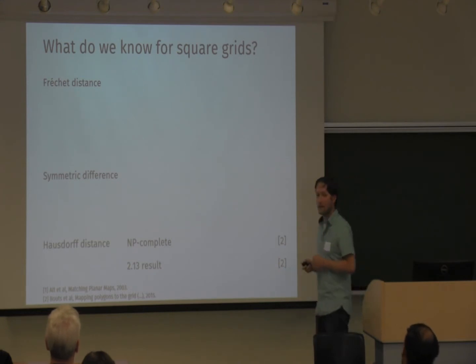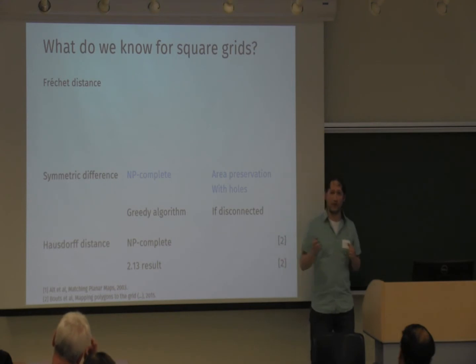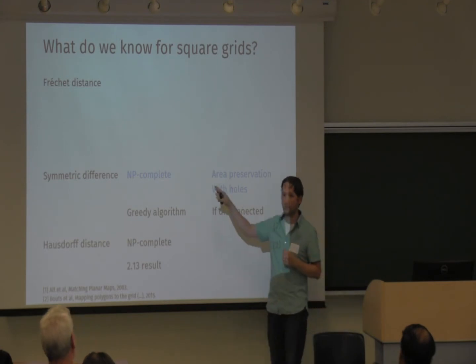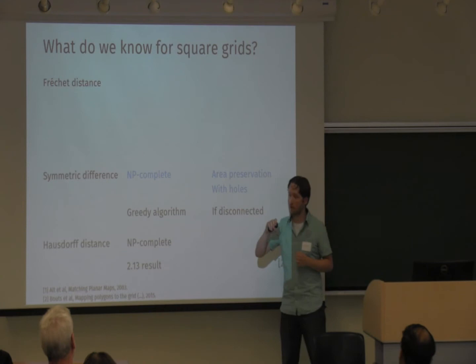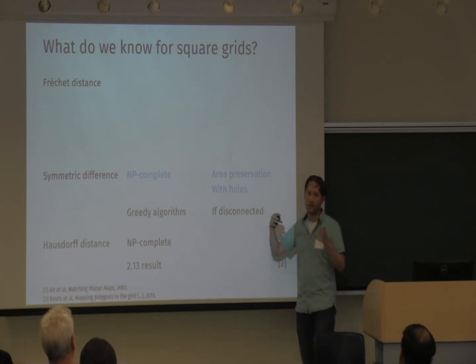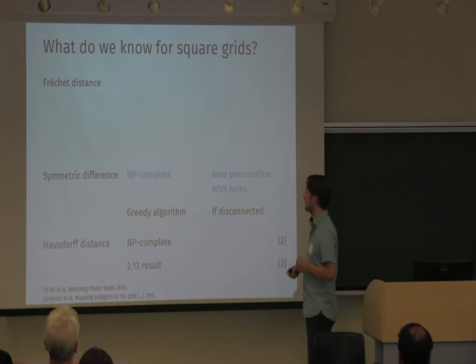But let's continue on. For the symmetric difference, there's a very simple greedy algorithm if you don't care about whether your end result is connected. But what we show is that as soon as you enforce some kind of connectivity, then this problem turns out to be hard. And I'm just saying connected because it doesn't really matter whether you want to have a polygon with or without holes, both variants are actually NP-complete, as we show.